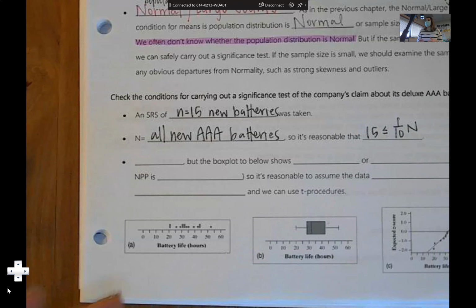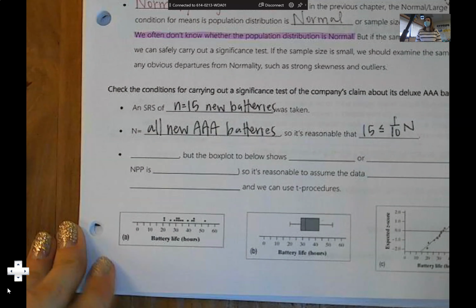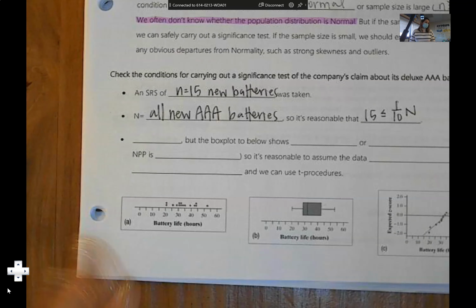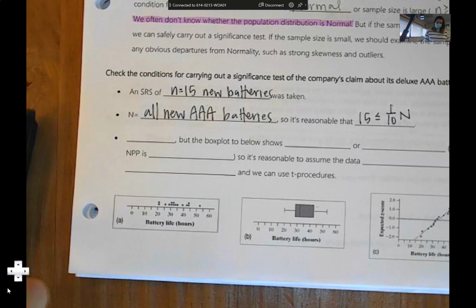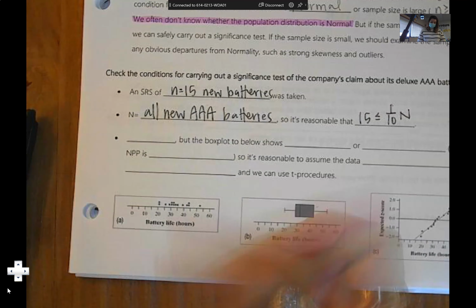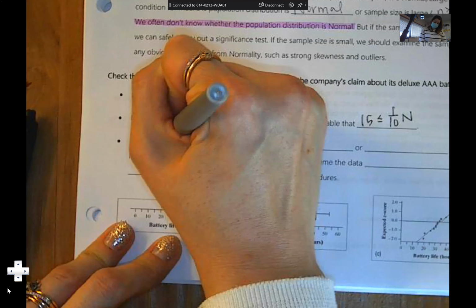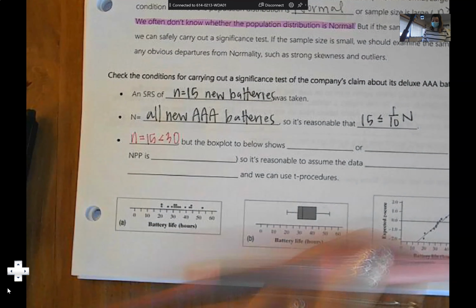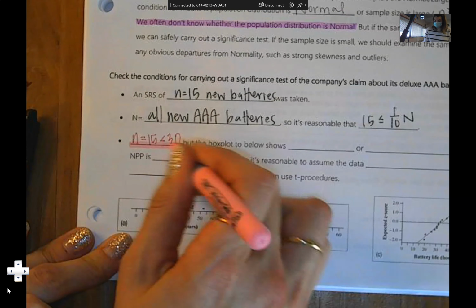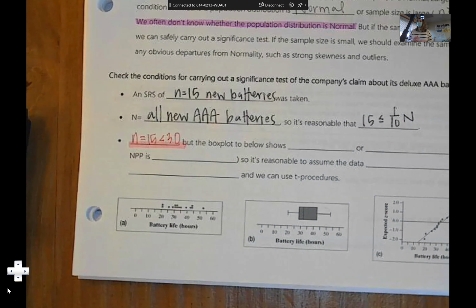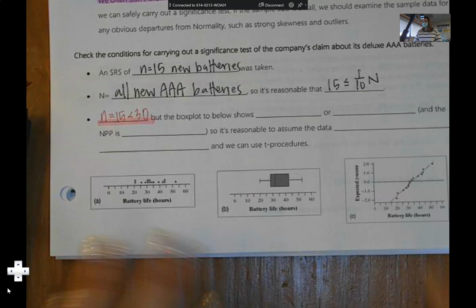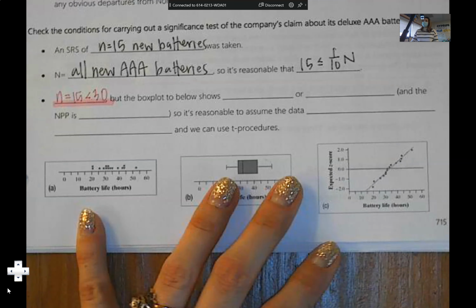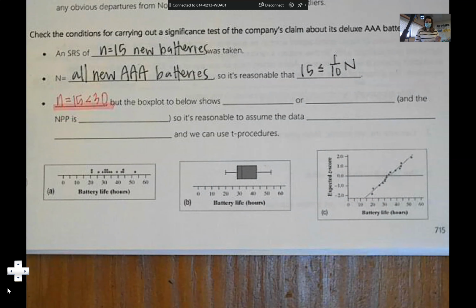And then last is checking our large counts or normal condition. In this case, unfortunately, n is equal to 15, which is less than 30. So what we are looking for is whether the population is normal. So to do that, we have to have the data or a graph of the sample data. So the textbook provides for us the dot plot.